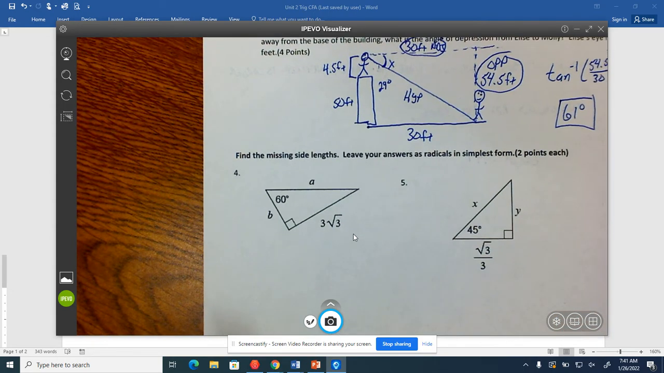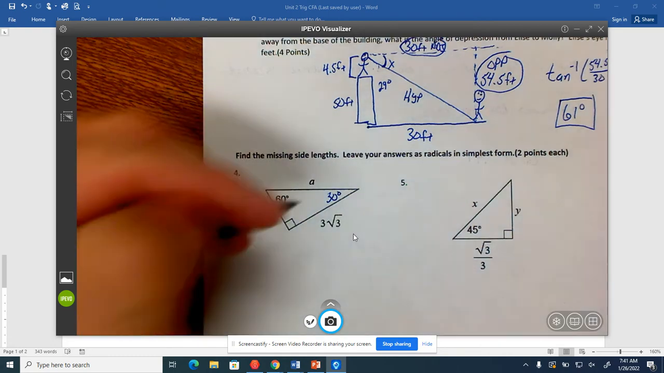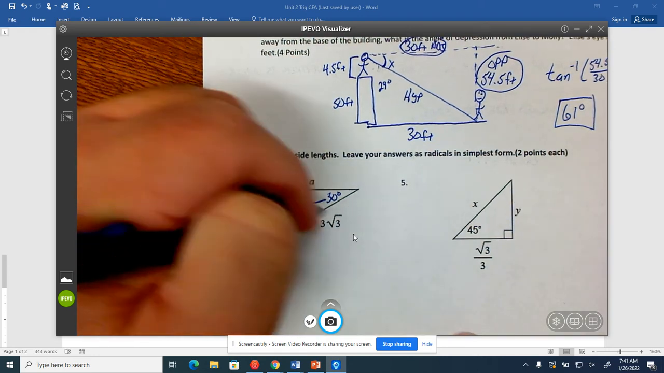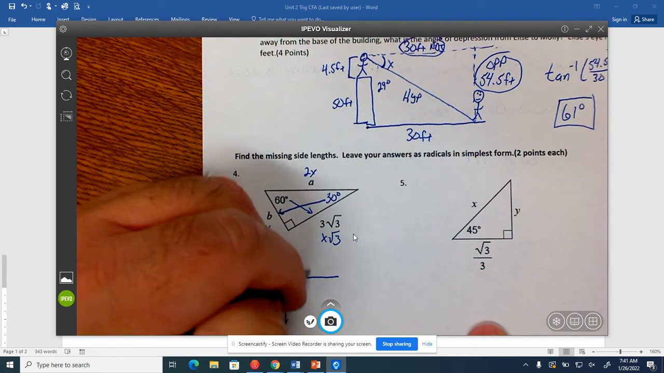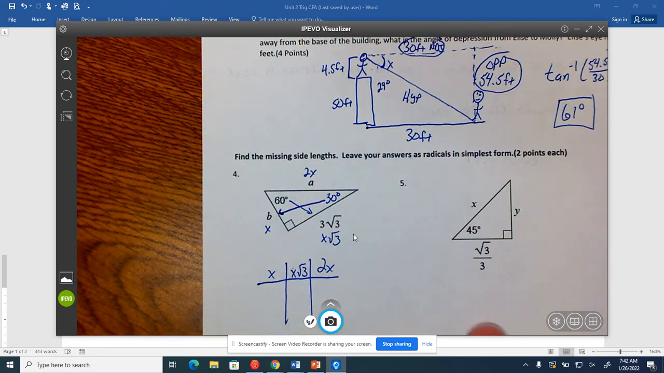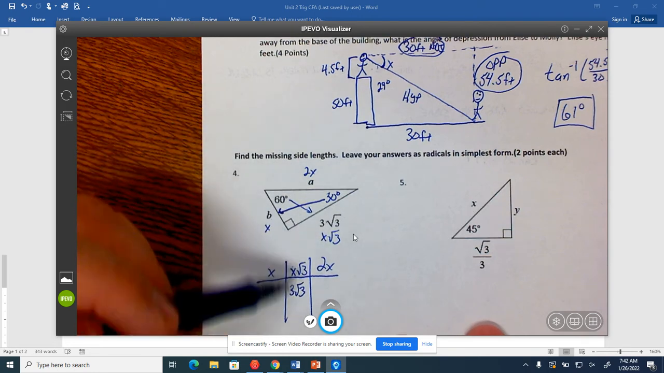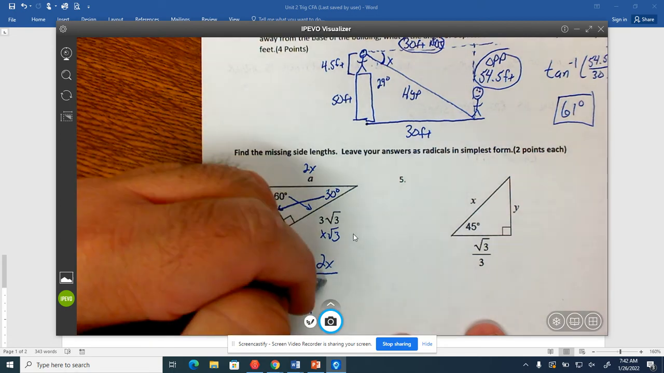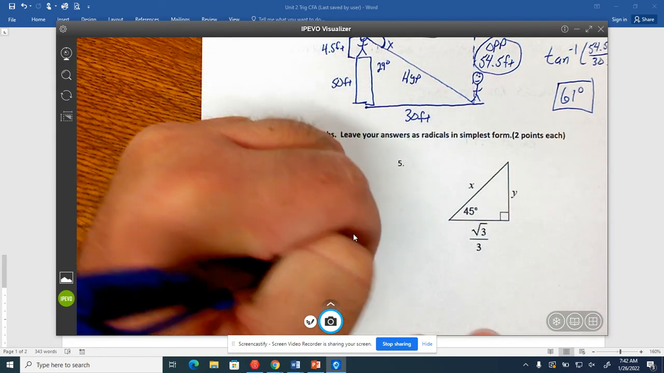All right, this one, we have a 30-60-90 degree triangle. So across from 30 is x. Across from 60, x square root of 3. Across from the 90 is 2x. So when I draw my table out, here's what information I have. 3 square root of 3. So what's in the place of x? The 3. And then 2 of those is 6. So A is 6, B is 3.